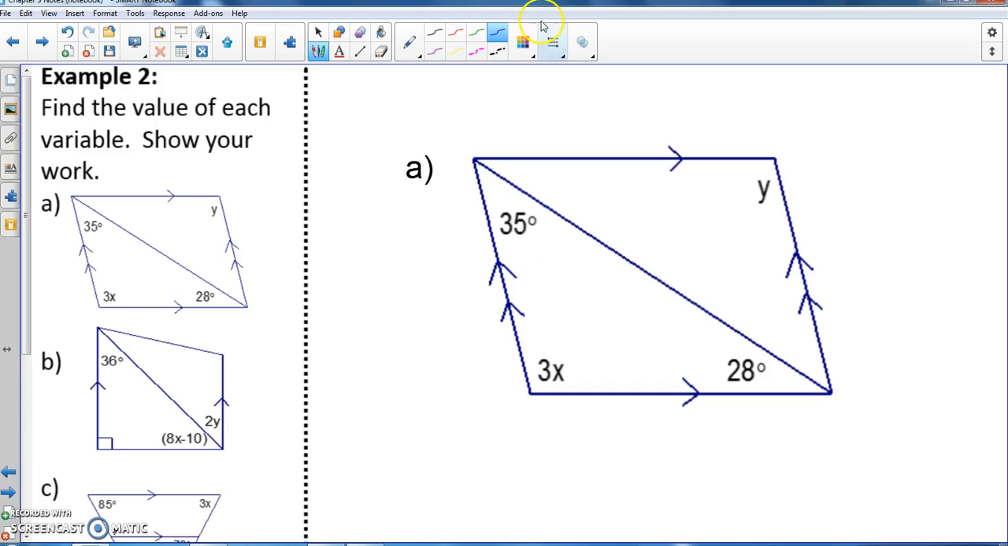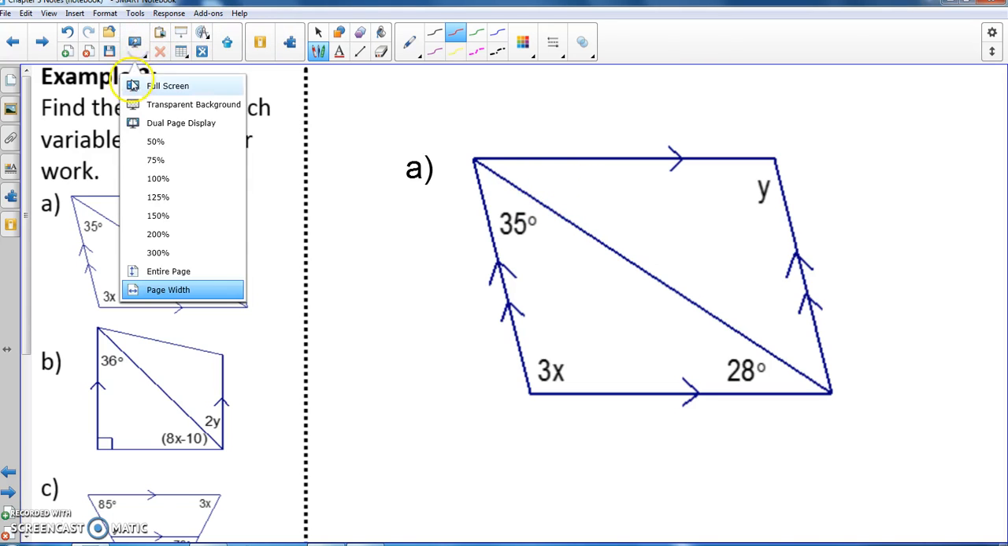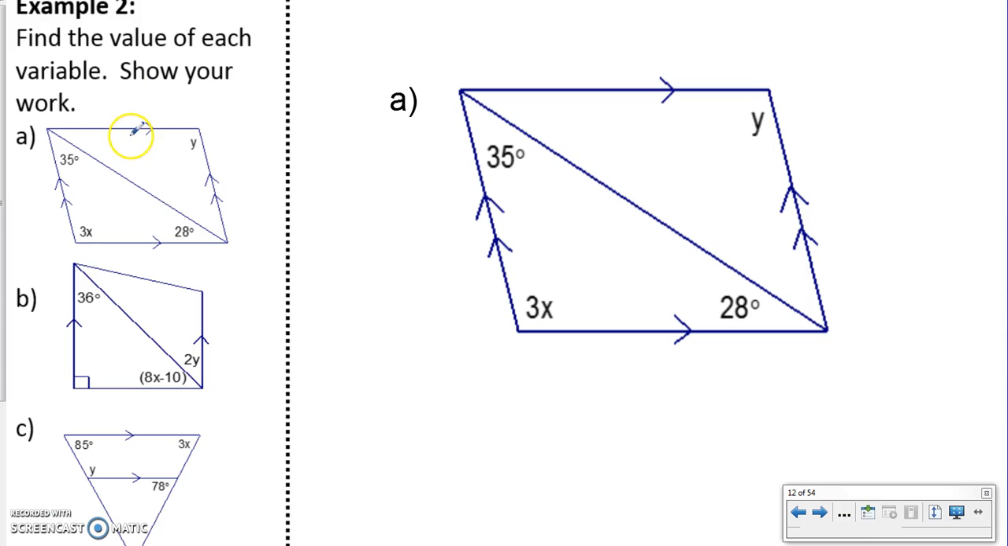Okay, so now let's go on to this. Notice that this picture looks very different than our previous picture. That's okay. We can still use some strategies in order to find out our missing variables, because with these, they want you to find the value of the variables and show your work.